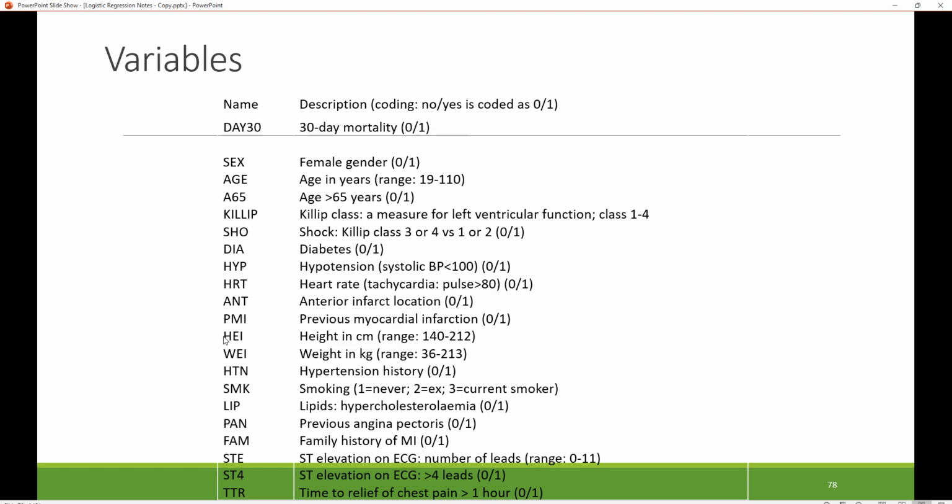We have variables like height and weight. We have hypertension. We also have smoking, lipids, and then at the bottom we see we have time to relief of chest pain, which is greater than an hour. If so, then it's coded as a 1.